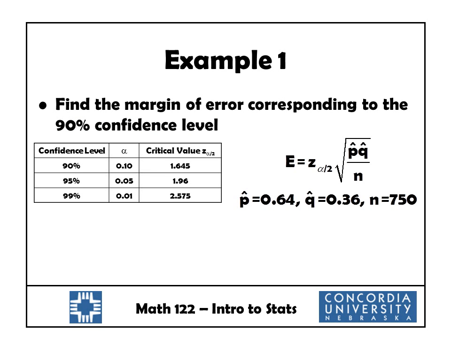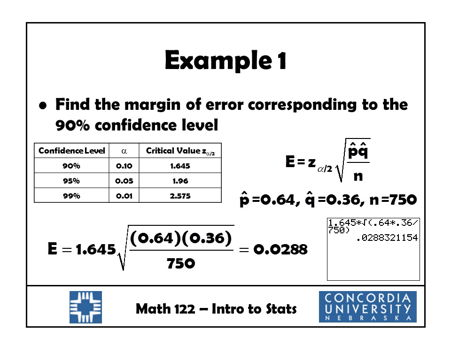So let's look at our first example of using this. We're going to use this data about the number of students that use credit cards. Let's find the margin of error corresponding to the 90% confidence level. Okay, so here's our formula and our numbers. p hat is 0.64. Remember, that comes from our sample data. q hat is 1 minus 0.64, or 0.36, excuse me. And n is 750. That's our sample size. The only other thing we need is our critical value, which comes from our table. So the 90% critical value is 1.645.